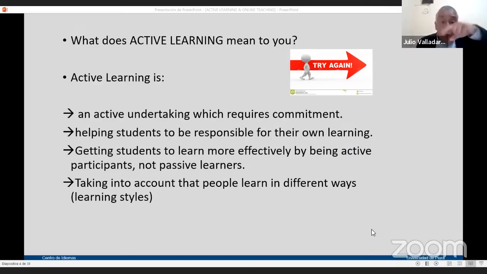And then when you're walking around the groups and taking notes of the mistakes or the problems they have, working out together, everybody is actively engaged in the process of teaching and learning. So you are fostering commitment. You are making them responsible for their own learning. Yes, they are active participants.